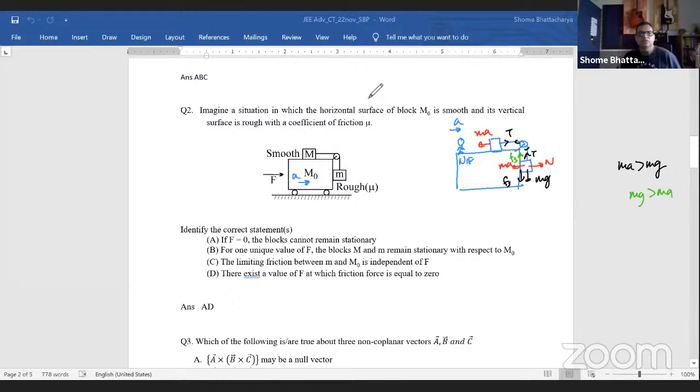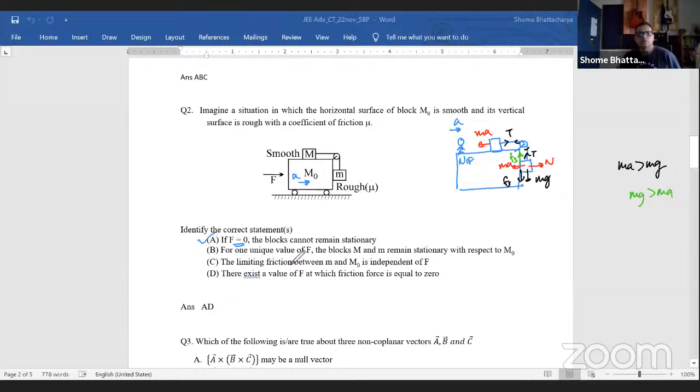But first and foremost, you can see that if this force is zero, there is no acceleration. So there is no normal contact force here, so there will be no friction available. So these blocks will have to accelerate. So this option is correct.